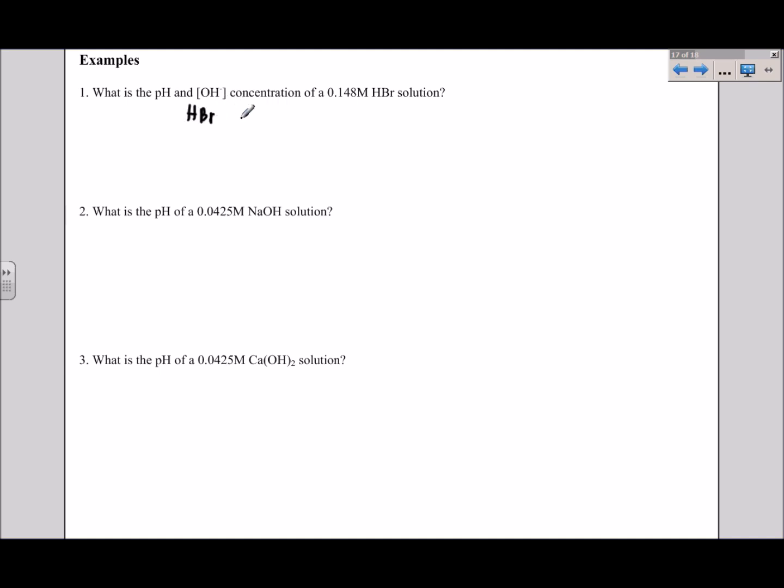So the HBr we recognize from the list as being a strong acid, meaning that it will dissociate completely into H plus and Br minus. Now the concentration of the HBr in the solution is 0.148, and so what that means is that when this dissociates, the concentration of the H plus will also be 0.148. For every 100 of these I put in the solution, I get 100 of these, so the concentration of the H plus is equal to the concentration of the acid.